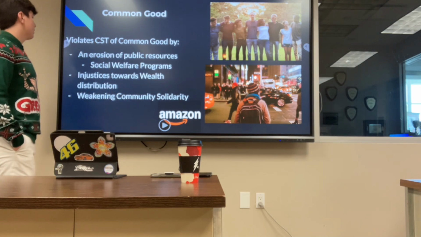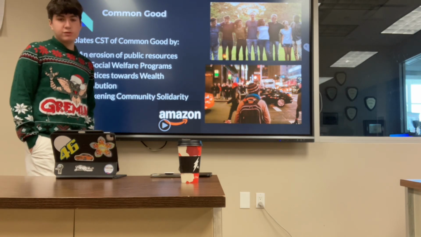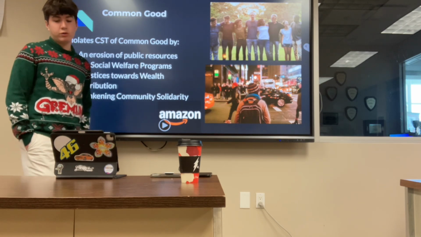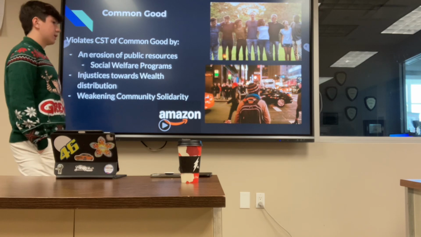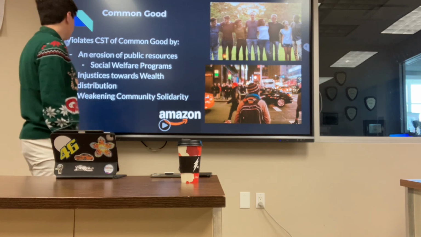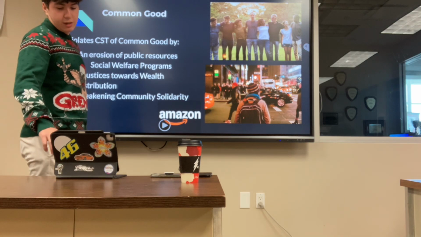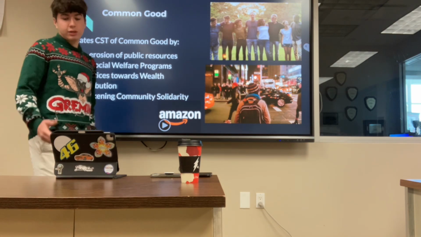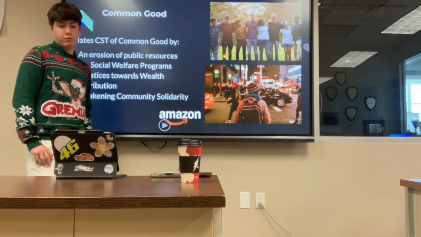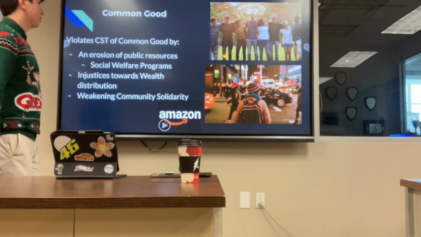Another one is injustice towards wealth distribution, meaning how tax avoidance results in wealth going to corporations and their shareholders, making the economy unequal, and it's not fair for those workers. And then for weakening community solidarity, it weakens the community and the profit that goes to the collective as a whole, showing how solidarity is also connected with the common good.